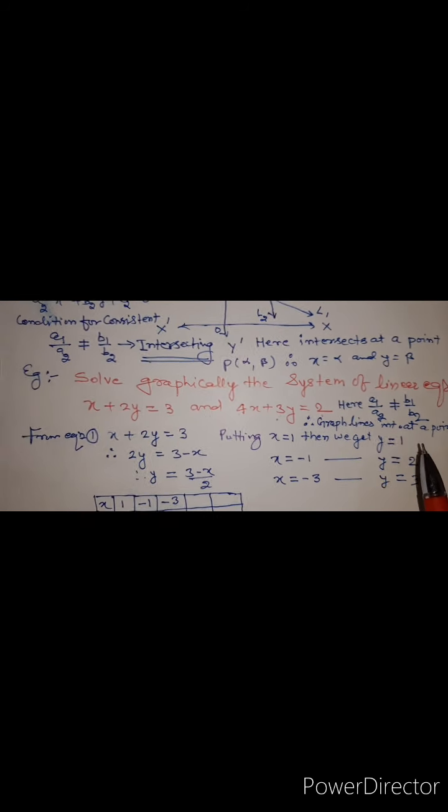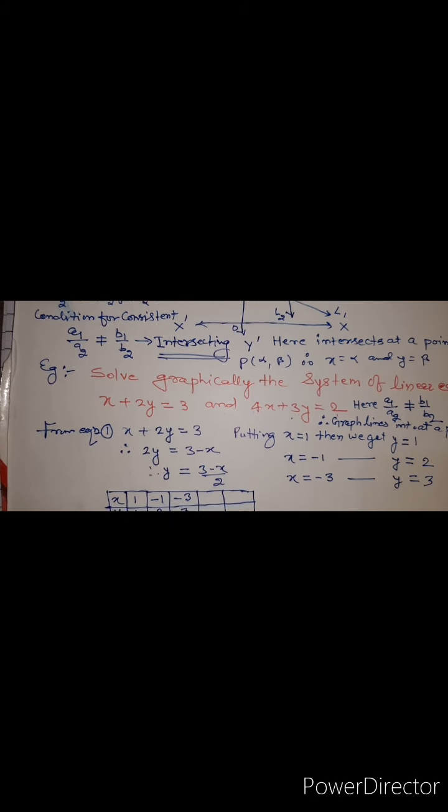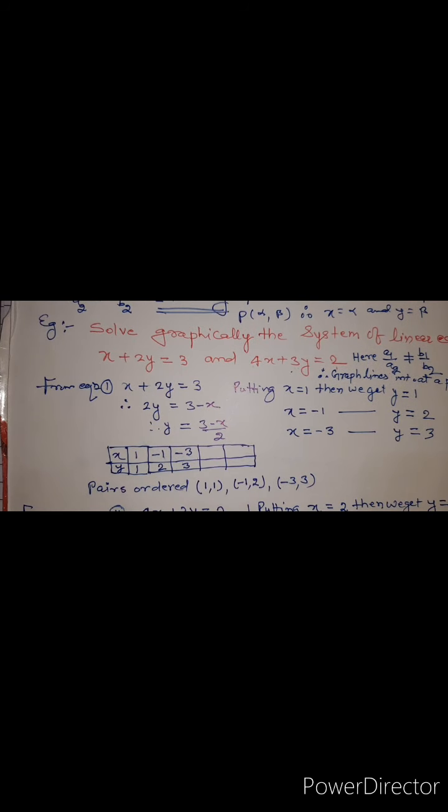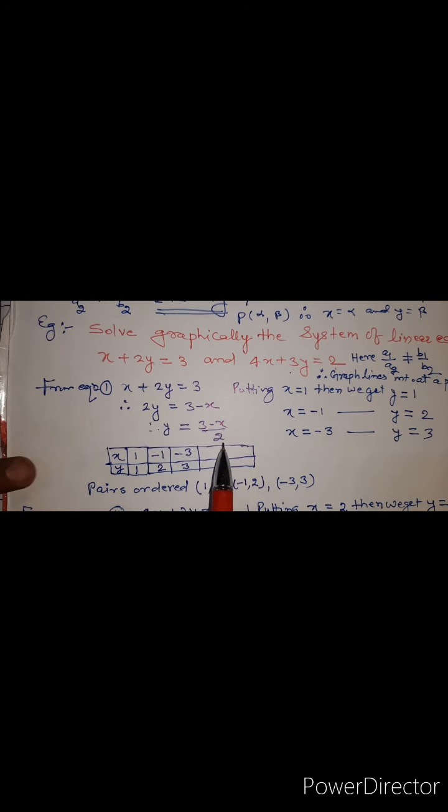Now how can you find pair ordered? So first of all, here I am taking first equation, x plus 2y equal to 3, 2y equal to 3 minus x. After transposing this x right hand side, it will be 2y equal to 3 minus x, then y equal to 3 minus x by 2.